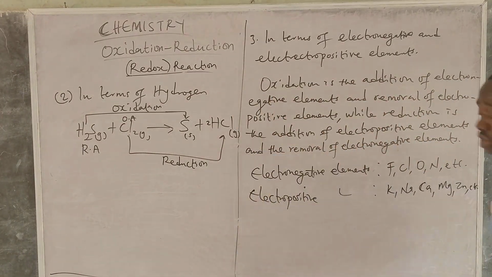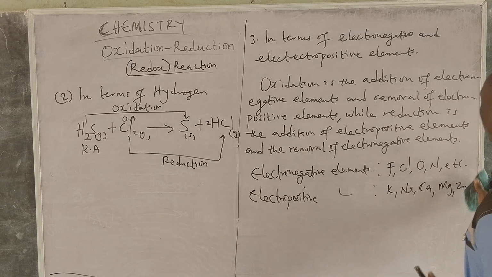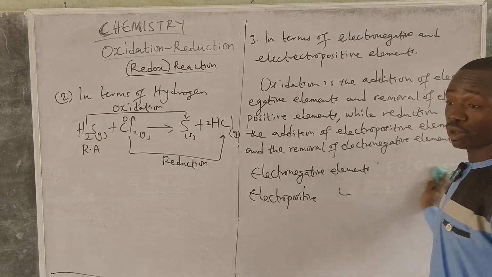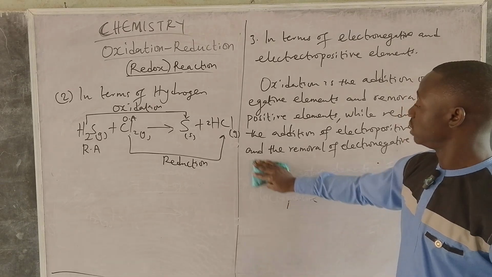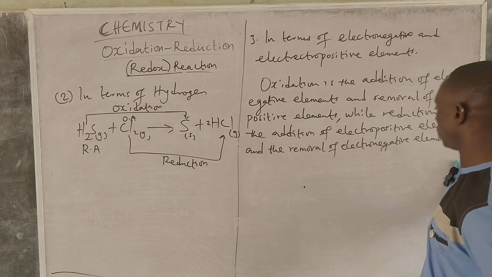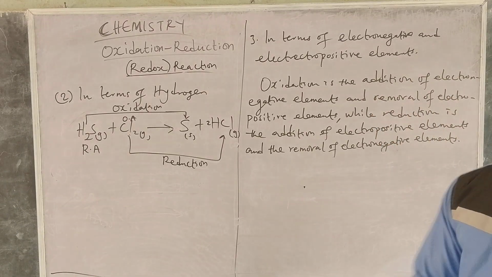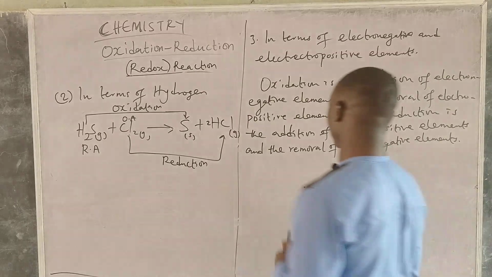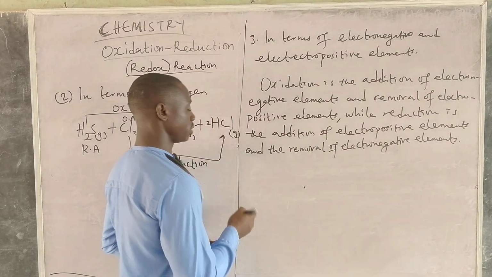So when we talk about oxidation reduction, we say oxidation is the addition of electronegative elements and the removal of electropositive elements, while reduction is the addition of electropositive elements and the removal of electronegative elements. So let me use an equation to buttress my point.